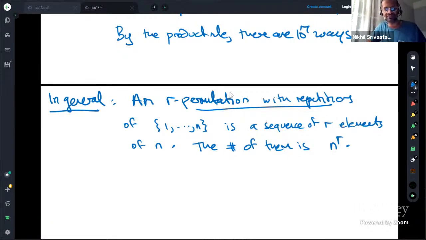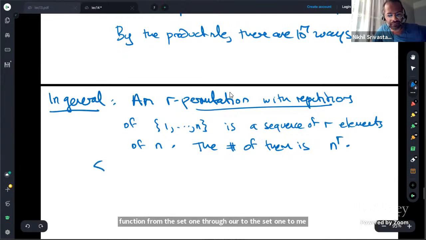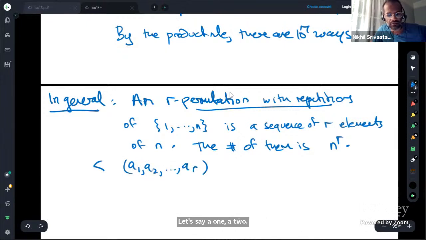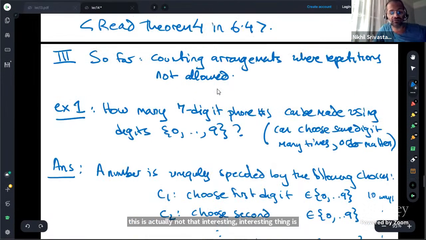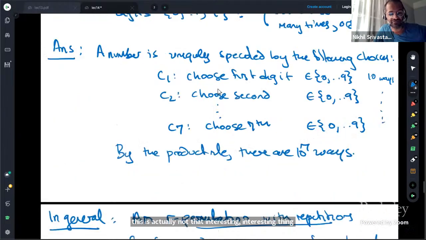Because really, this is just a function from the set 1 through r to the set 1 through n. Because the sequence, let's say A1, A2, all the way up to AR, specifying a sequence is just a function f from 1 through r to 1 through n. And you've already done this on the homework. So this is not that interesting. The interesting thing is what happens when you do combinations with repetitions. So let's look at a second example.